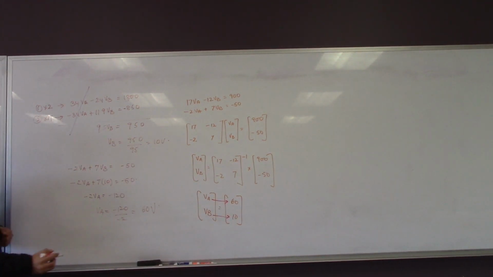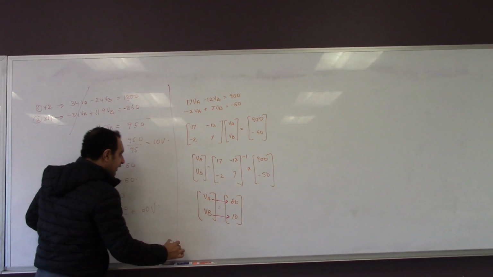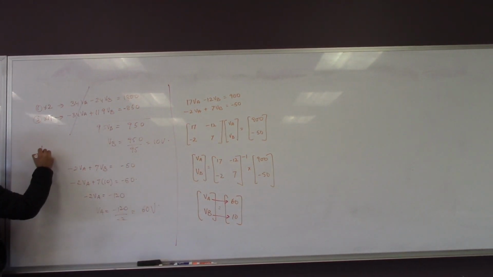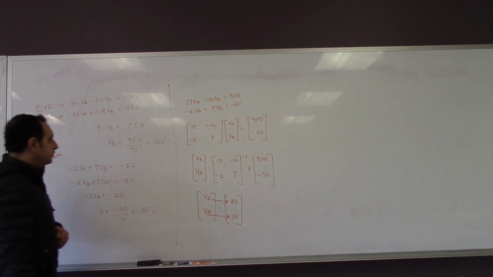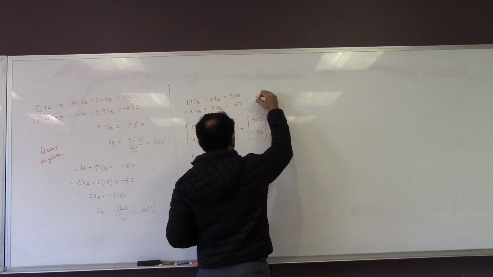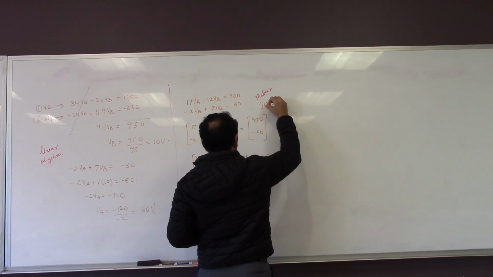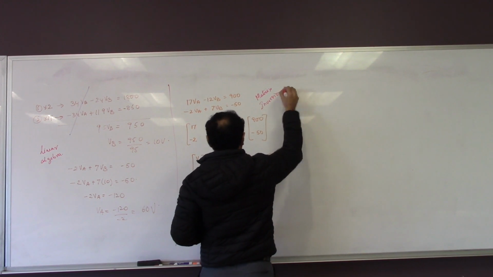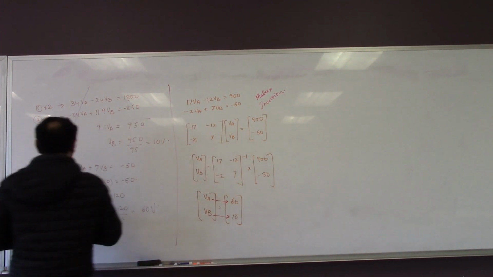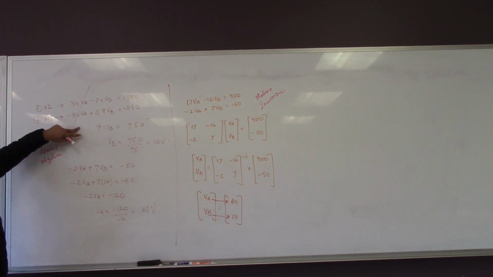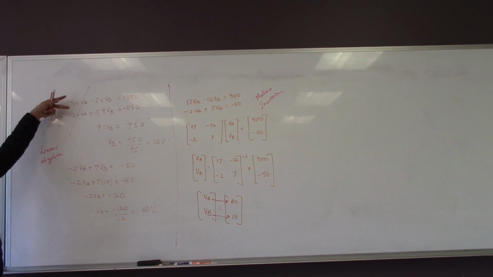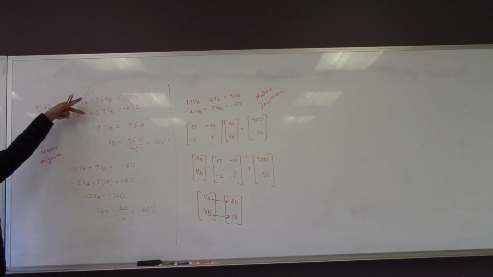So either of these two methods, this is a linear algebra method. This is if you want to do it with matrix inversion. Either of them is perfectly fine. For a smaller number of variables, this is a simpler method to do. If you have two variables and two equations, that's perfectly fine.